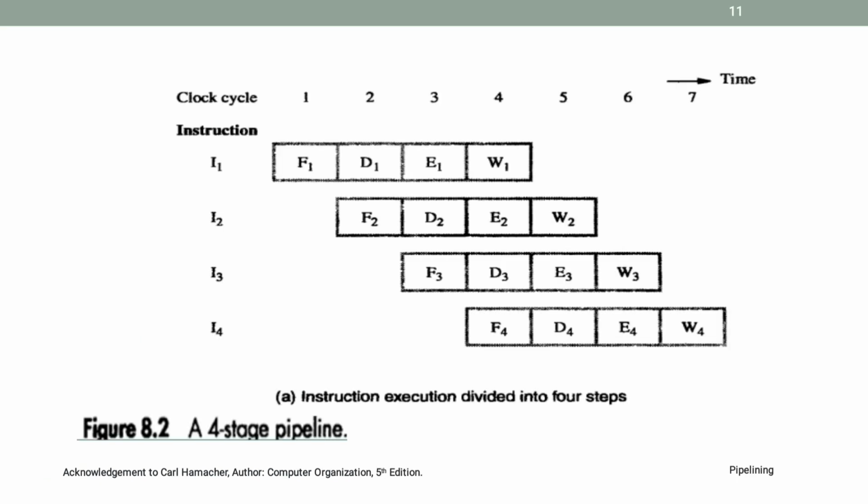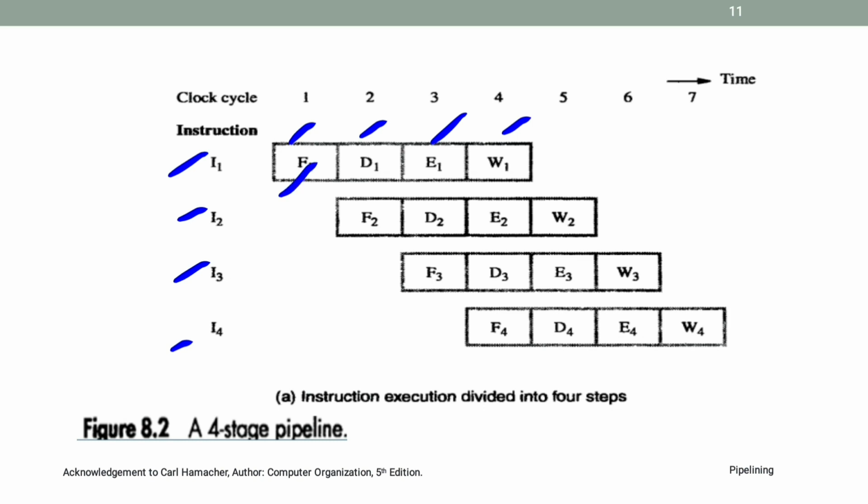Figure 8.2 given here shows a 4-stage pipeline. So 4 instructions are shown here: 1, 2, 3, 4. For each instruction execution, there are 4 stages: 1, 2, 3, 4, or 4 steps. The first phase or first step is fetch, next decode, execute, and write. F1, D1, E1, and W1 are the 4 steps involved in execution of instruction 1.